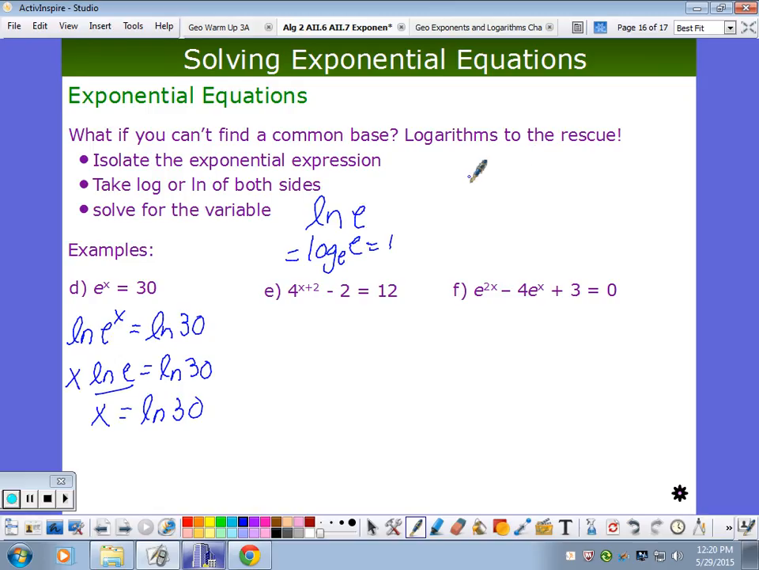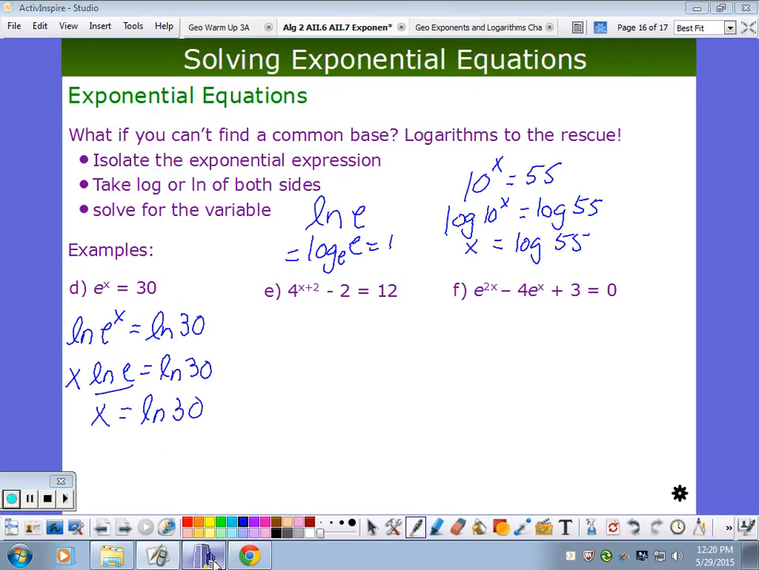And by the same token, what if I had 10 to the x equals, I don't know, this number. What should I use here? Use log base 10. Because the same kind of thing is going to happen with something like this. The x comes in front. What is log base 10 of 10? 1. So it kind of disappears. So if you're using a base 10, use log base 10. If you have an e, use log base e.